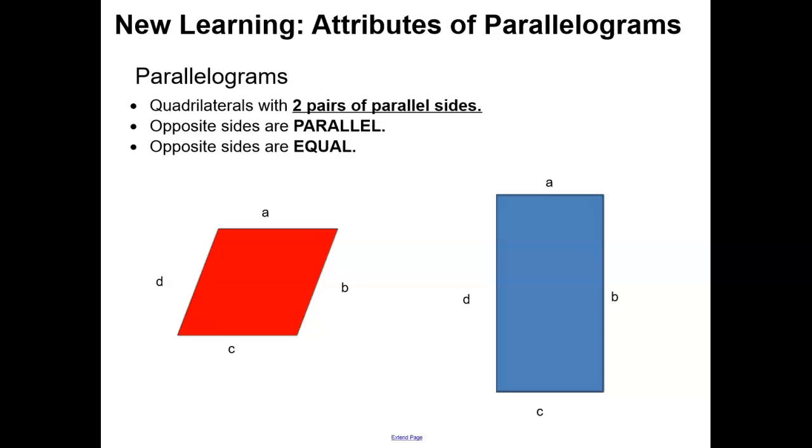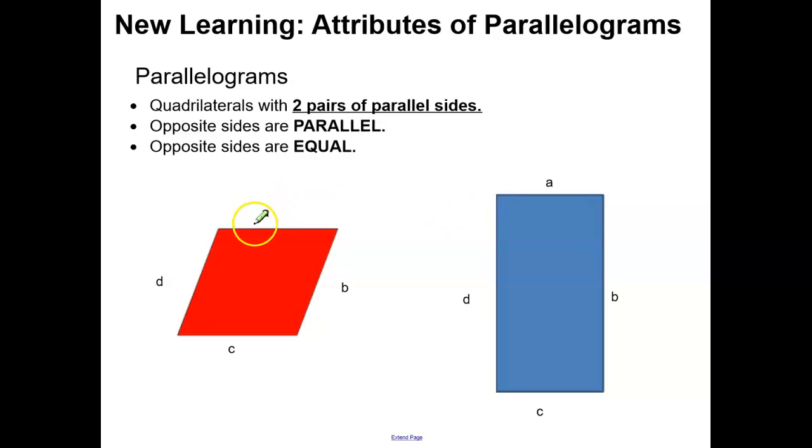So boys and girls, I know right away that this rhombus and this rectangle, they're both classified as parallelograms. And the reason for that is because they're quadrilaterals. They both have four sides. They also both have two pairs of parallel sides.